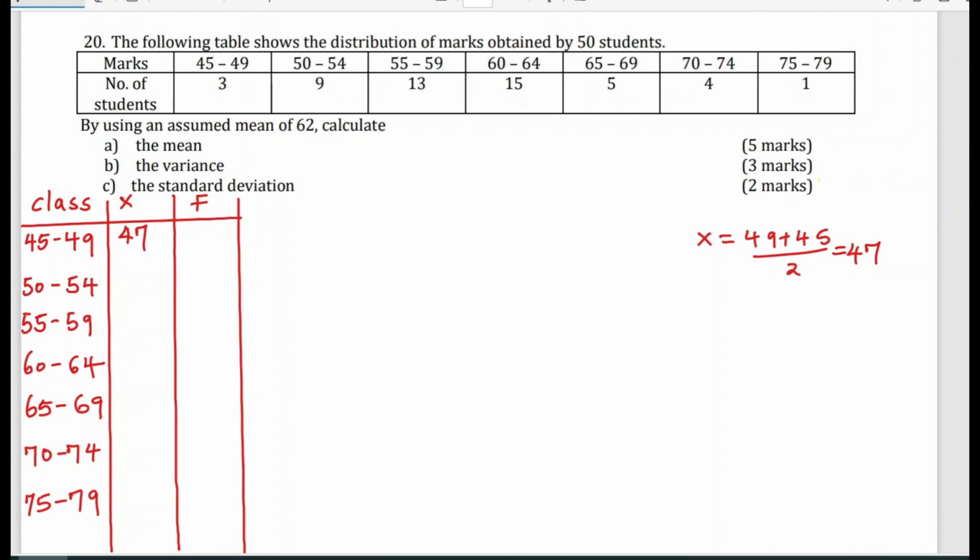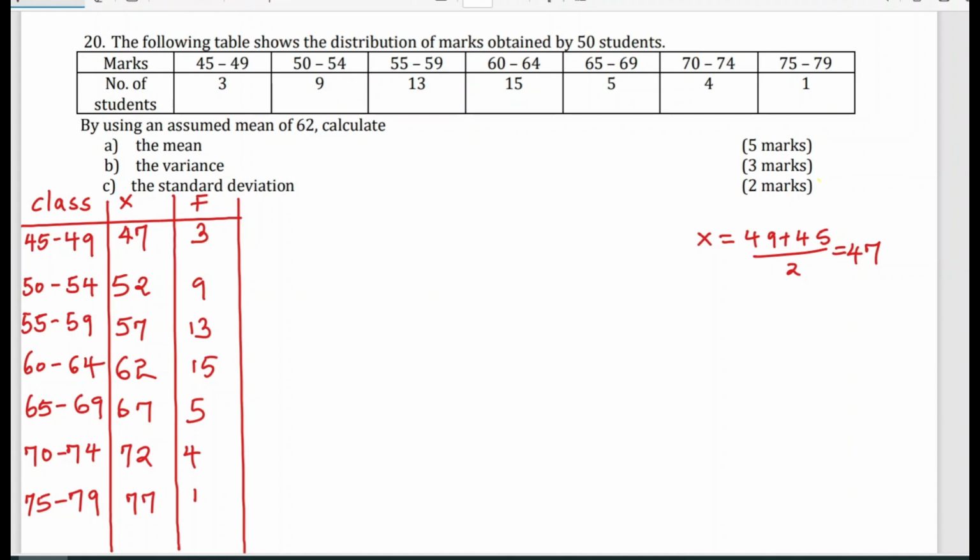And then the next one is 50 plus 54 divided by 2. We are going to get 52. This one the same, you are going to get 57, 62, 67, 72, and then lastly we are going to get 77. And then frequency, we said we obtain it as the number of students given in the above table. So the first one is 3, followed by 9, followed by 13, followed by 15, followed by 5, followed by 4, and then followed by 1.